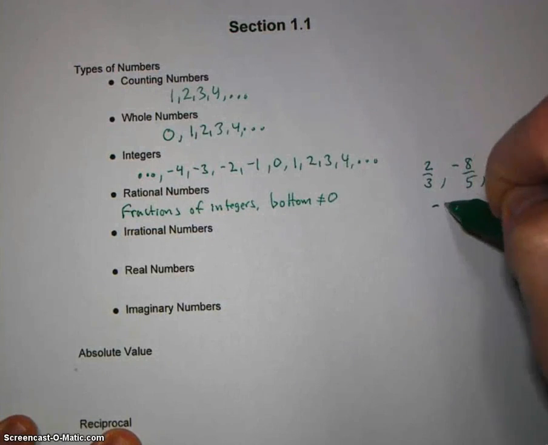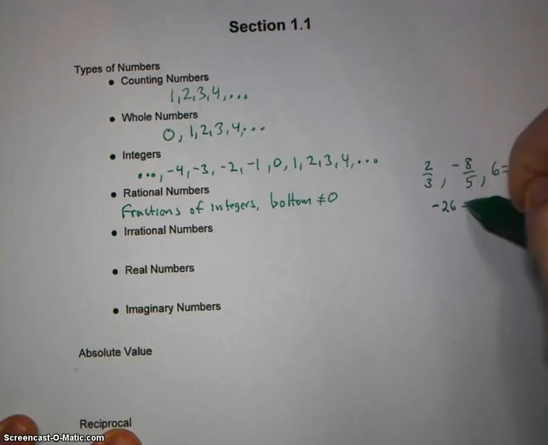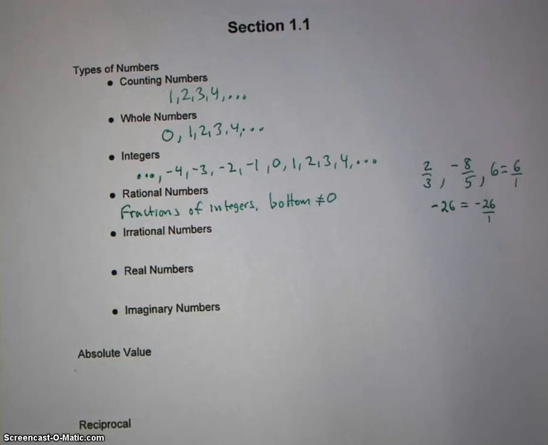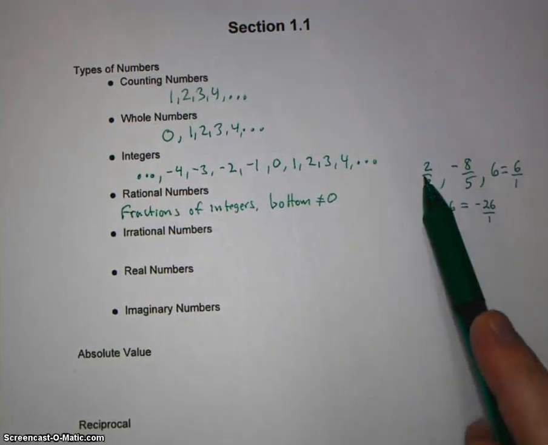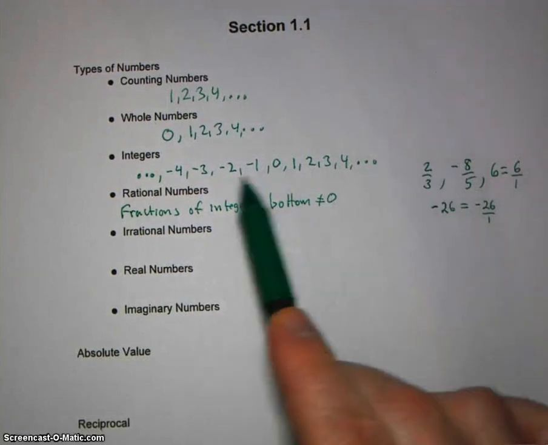I could take -26 and I could tell you that's the same as -26/1. So all of the integers are also rational numbers, but notice the other way is not true. Not all rational numbers are integers. For example, 2/3 is a rational number, but 2/3 is not an integer.